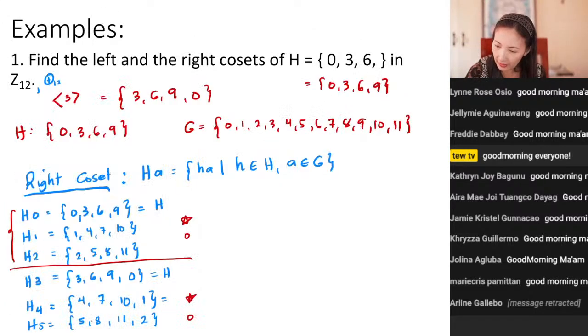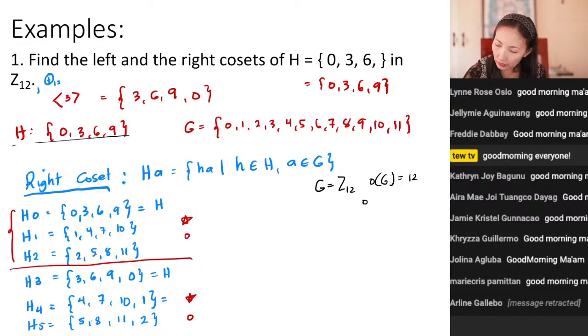Si Z sub 6 kanina, yung example natin. Z sub 12. Okay, so for Z sub 12, our G is Z sub 12. Tingnan nga natin. What's the order of G? It's 12, yes? And our H here is this.